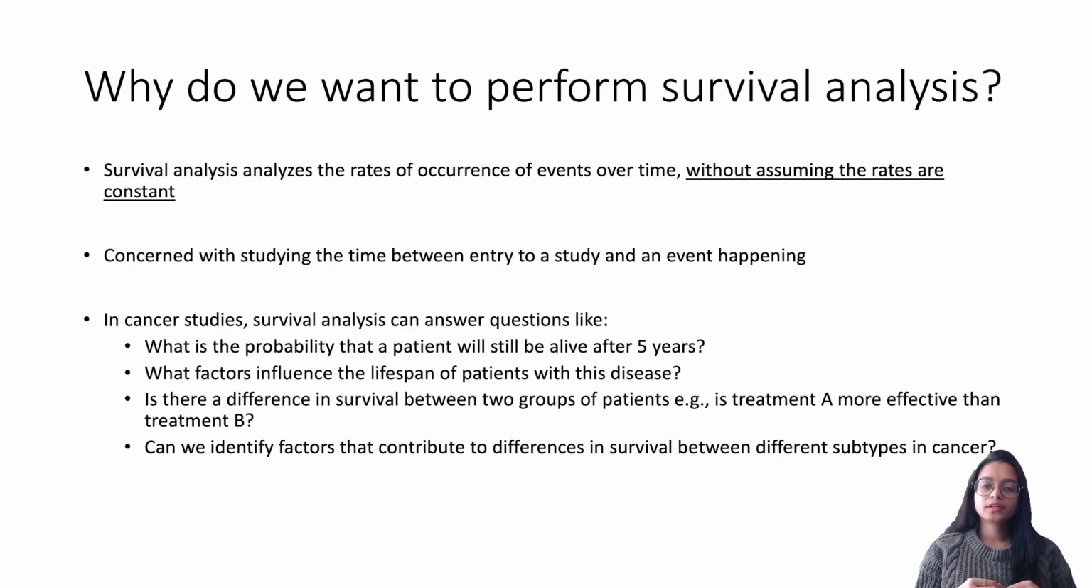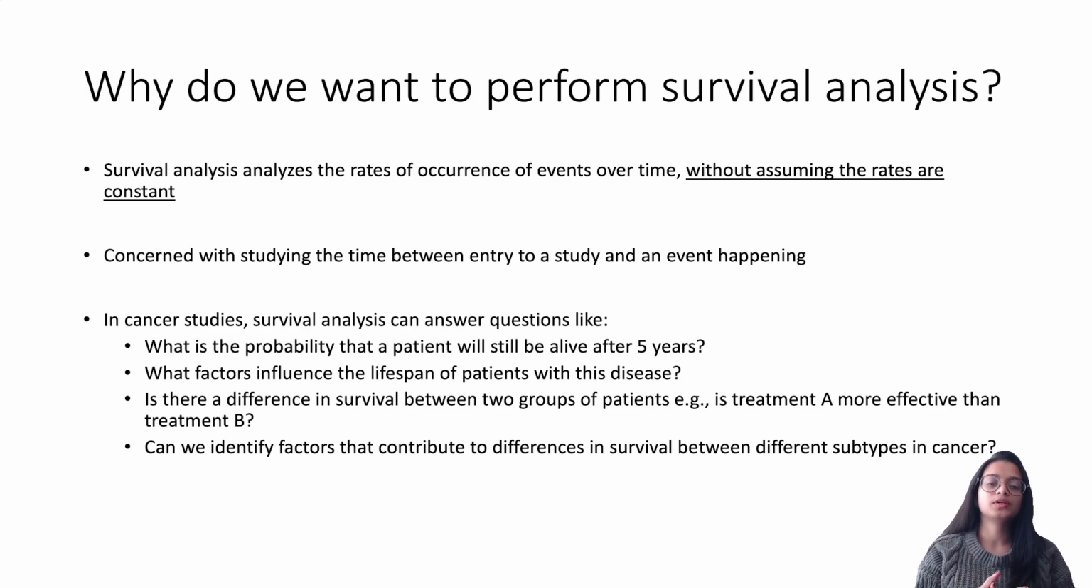So one important thing to know about survival analysis is that it analyzes the rate of occurrence of events over time without assuming the rates are constant. When I say the rates are constant, it does not assume that the probability of an event happening in a given time interval is the same for all individuals and remains constant over time for a given individual. To give an example, if you are measuring the rate of recurrence in a particular type of cancer, survival analysis does not assume that the rate of recurrence is the same for all individuals or that it remains constant over time for a given individual.